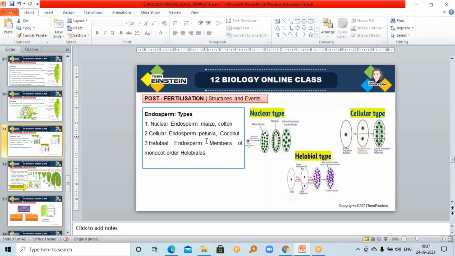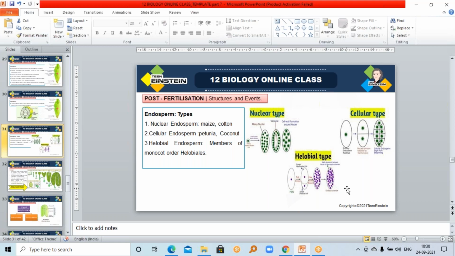Nuclear type means, in this, the primary endosperm nucleus of the central cell. We know that central cell divides without formation of cell wall. Their primary endosperm nucleus will undergo division and there is no cell wall formation. This is the case where I told the free nuclear division. There is only nuclear division taking place. There is no cell wall formation. So that is called nuclear type.